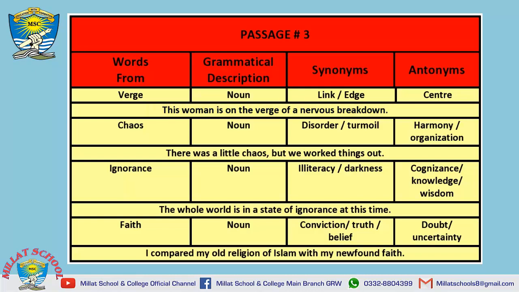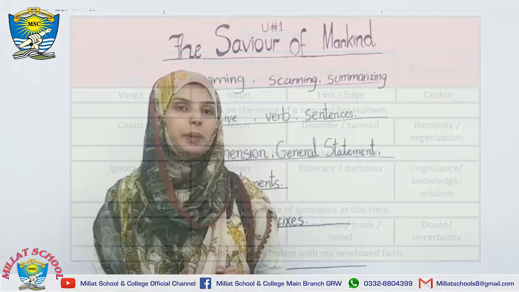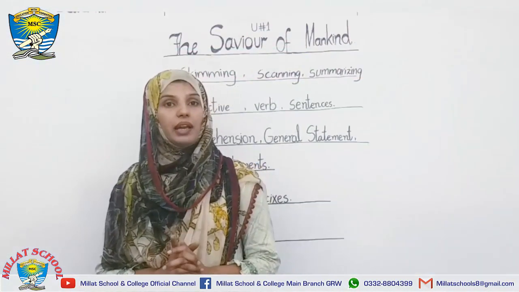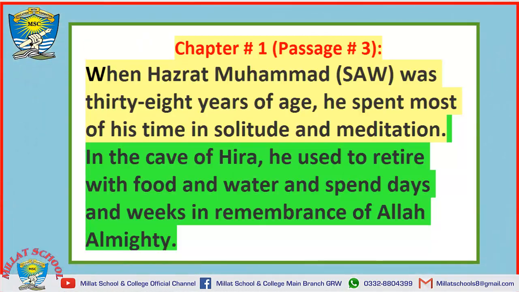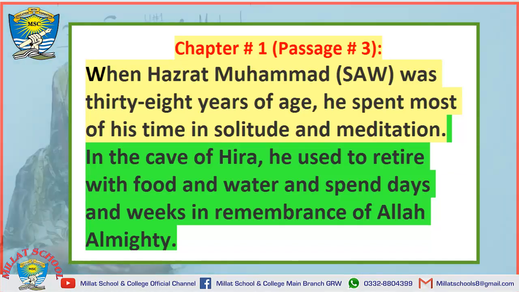Here are some other words which are also important in this passage, like chaos and ignorance, and you can see all types of their description over here on the screen. All the general and specific statements are going to be highlighted in front of you. On the screen, the statements in yellow color are the general statements, and the statements in green color are the specific statements.